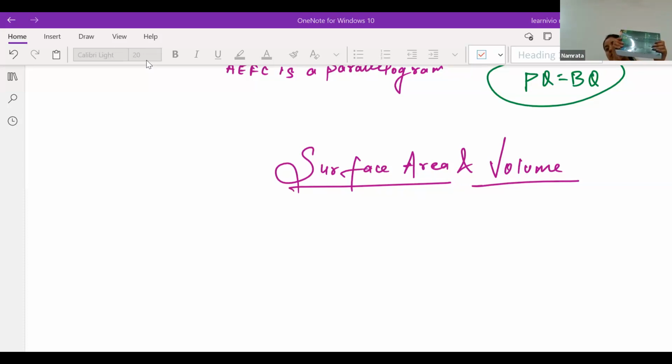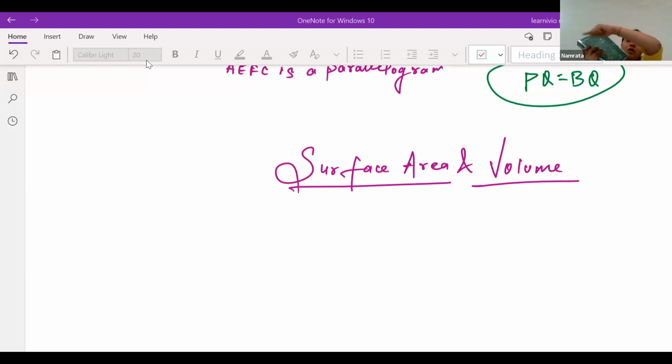Surface is how much, like area is how much space it occupies, maybe. Surface area basically means the area of each and every surface. So how many surfaces can we see here? One surface, another surface, then one more, one more, and one more. So total six surfaces there.